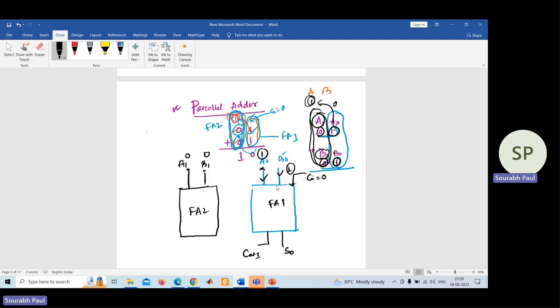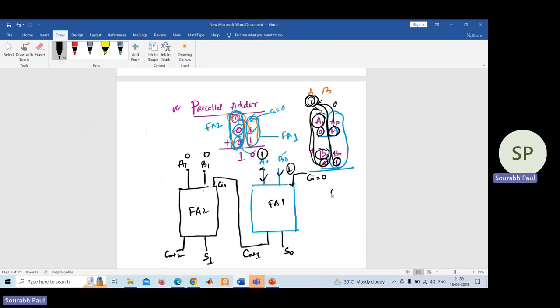Now, the carry that was generated in the previous stage, you need to propagate to the next stage. What does it mean here? Whatever carry you got in the previous full adder, you need to give as an input to this full adder number 2. And from here you will get 2 outputs. One is sum and one is carry out 2. So C out 2 we can write.